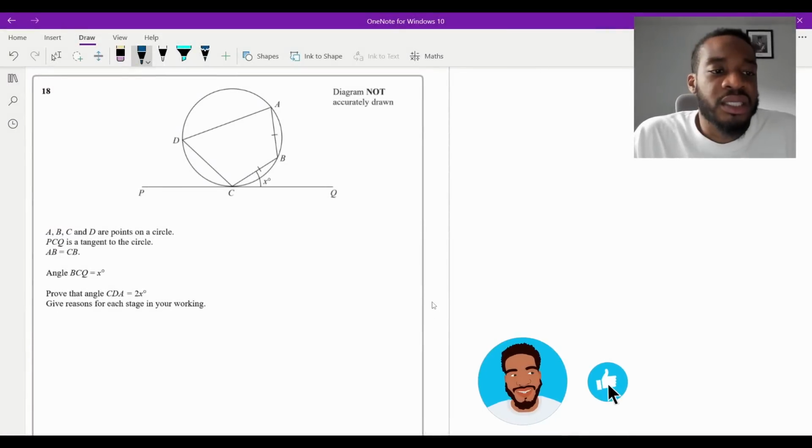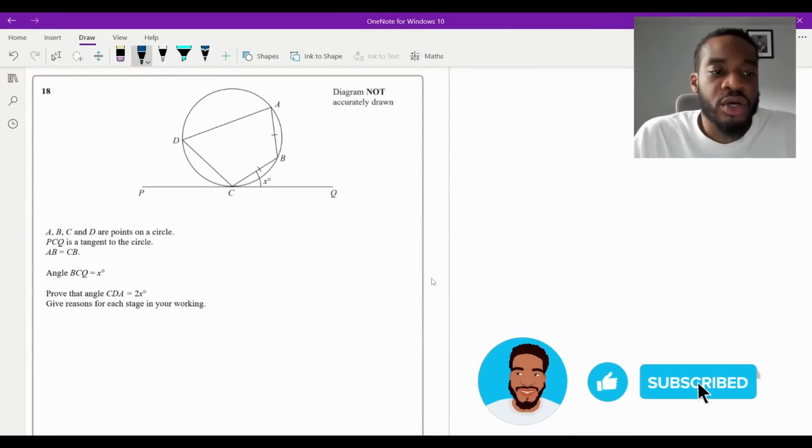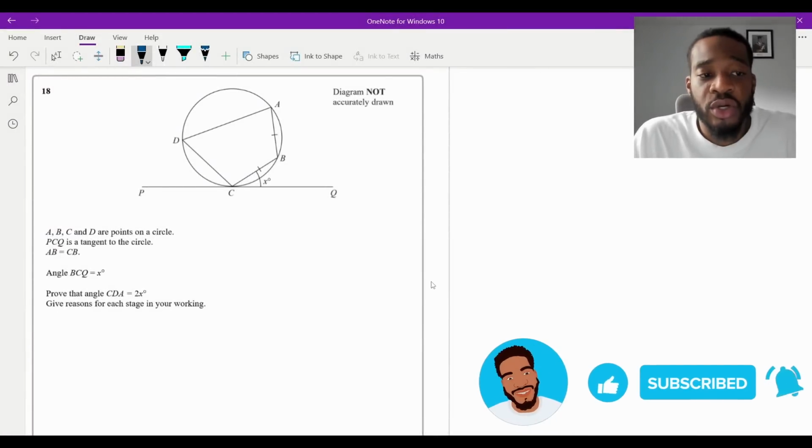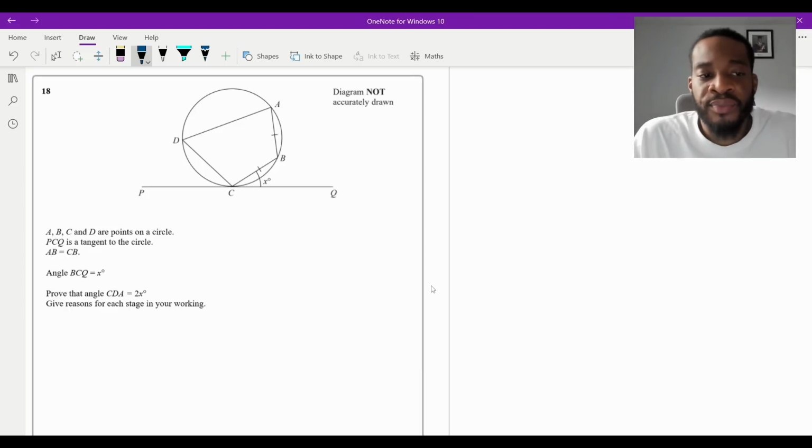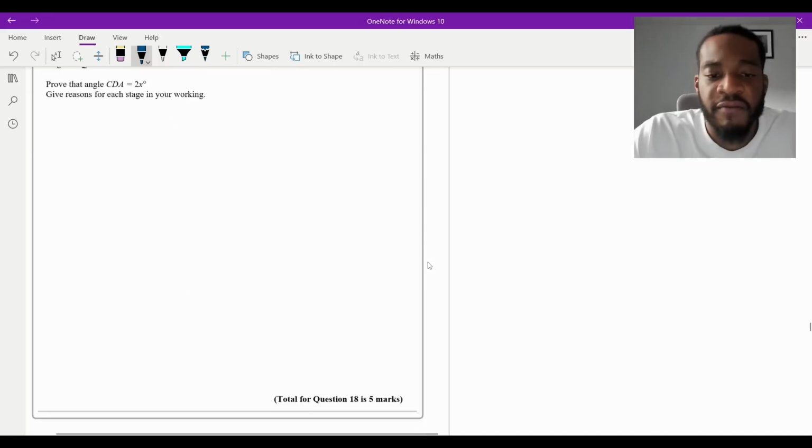Okay, so question 18 says A, B, C, and D are points on a circle. PCQ is a tangent to the circle. AB is equal to CB. Angle BCQ is x degrees. Prove that angle CDA is equal to 2x degrees. Give reasons for each stage in your work. And this is 5 marks.